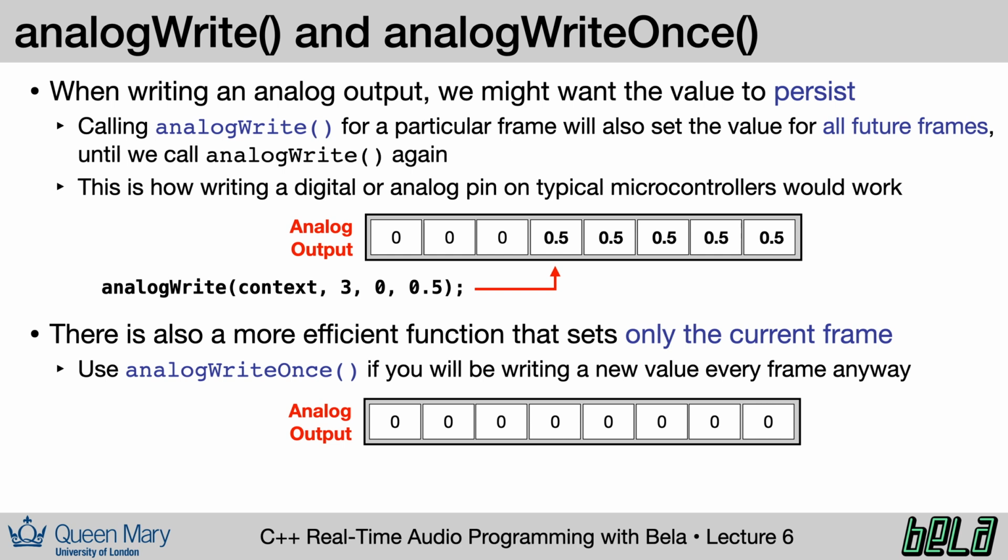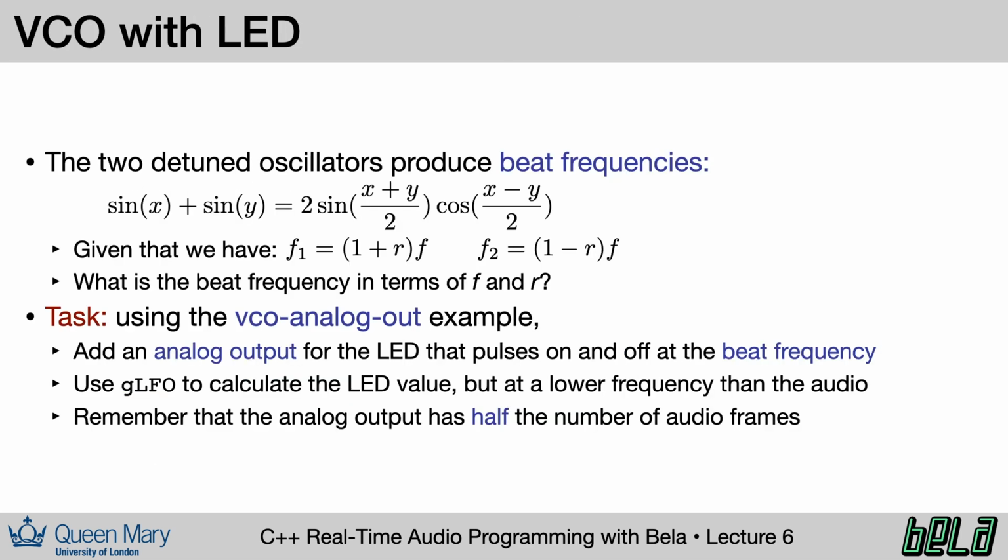So we provide an alternative function called analog write once. The idea here is that it'll write a value to one frame and only one frame, which takes a little bit less computational power. So if I call analog write once with the same set of parameters, it'll store the value 0.5 into frame number 3, but leave the other frames unchanged.